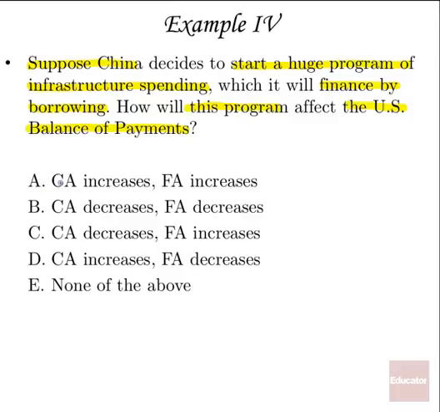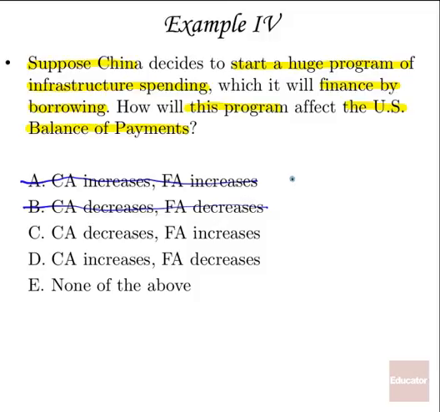So A is current account increases, financial account increases. B, current account decreases, financial account decreases. C, current account decreases, financial account increases. D, current account increases, financial account decreases. Or E, none of the above. So let's take a look at this. Even if you covered up this section here, let's say you didn't even read any of this, you know that A and B are absolutely wrong. It cannot be correct.